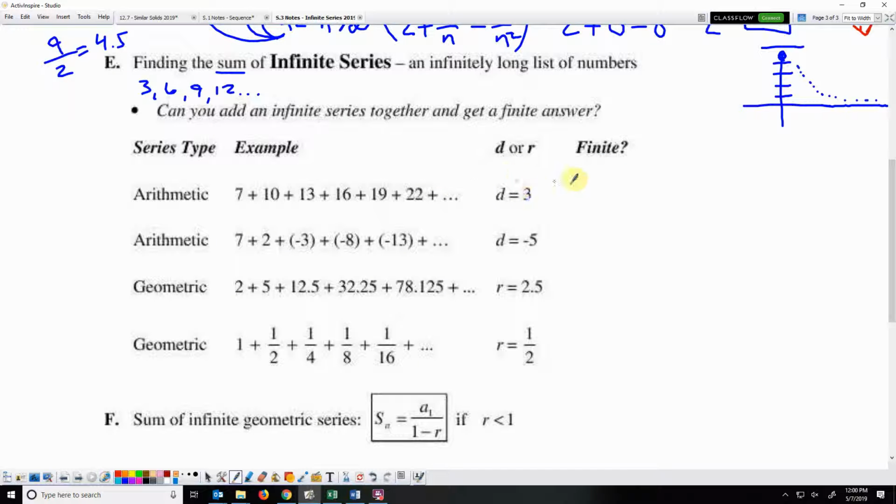So can you add this entire series and find a finite answer? No. The sum is going to be infinitely large. Okay, here's another arithmetic sequence with a common difference of -5. Could I add all the terms of this infinite series and find a finite answer? The answer is no, and this sum is going to be infinitely small.